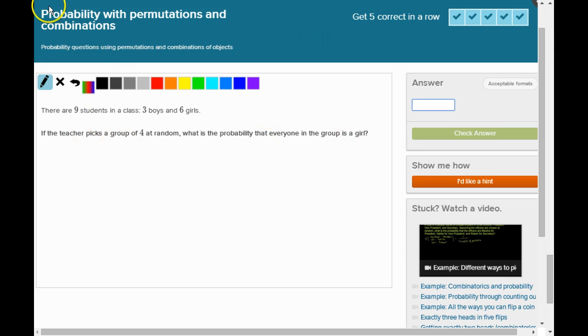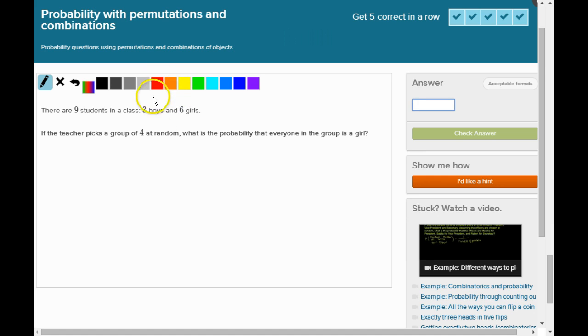Okay, we're back and we're going to do some word problems. Actually, what we're using is permutations and combinations to come up with probabilities, to figure out the number in the space. So it says there are 9 students in a class, 3 boys and 6 girls. Now the question is, what is the probability that everyone in the group is a girl? This is kind of a tricky problem.